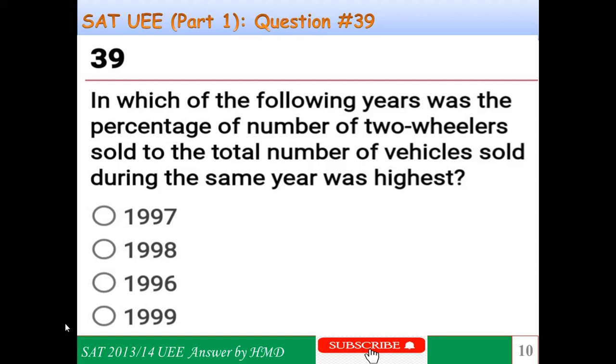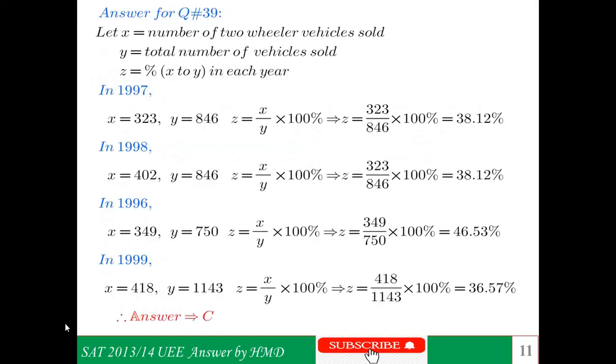Okay, before watching the answer, please again try to do it by yourself and check your answer with my answer. I hope you will get the answer. So let's get started. Here is the answer for question number 39. As usual, let's formalize the equations in variables. Let x be the number of two-wheeler vehicles sold, y be the total number of vehicles sold, and z be the percentage of x to y in each year.